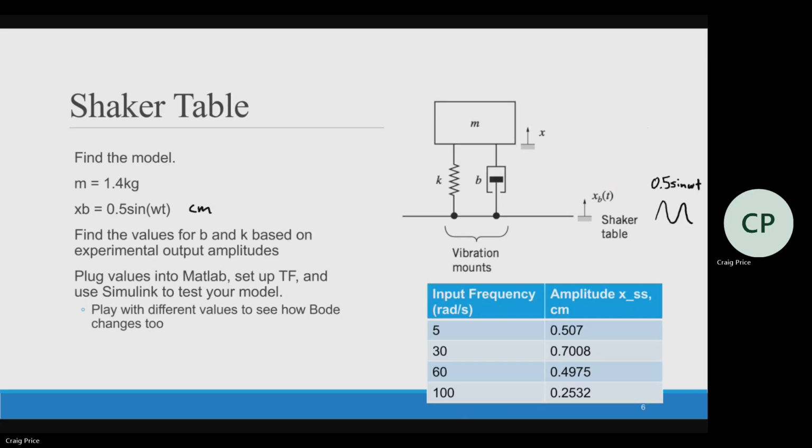There it is. Here's our problem. Let's see. We know that the input is constant, but as far as the amplitude, as we change the frequency, the output changes. Our goal is to find B and K that will give us those kind of outputs. Any starting point you can think of?